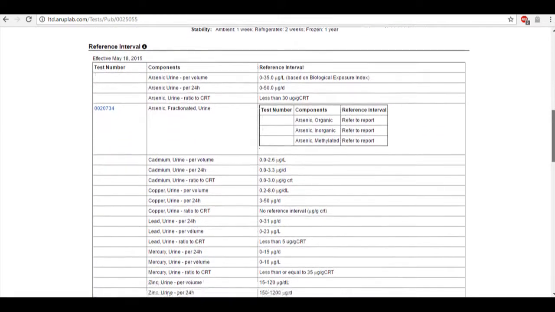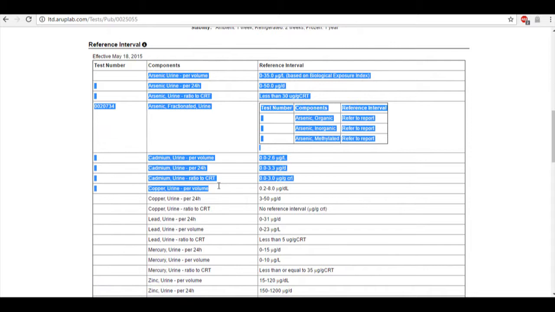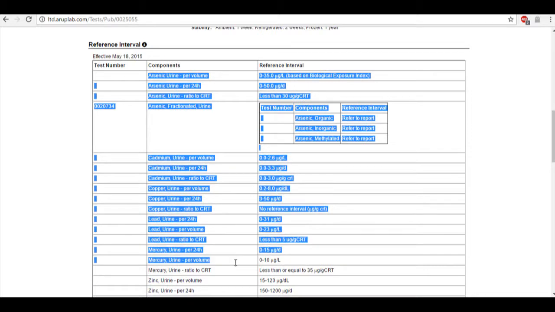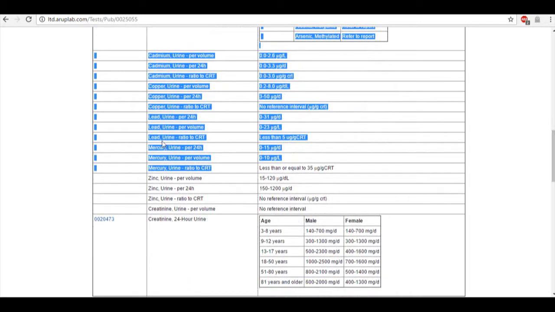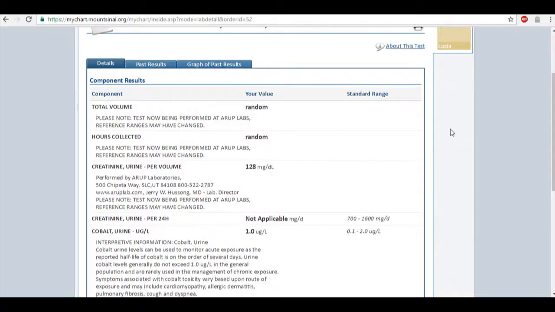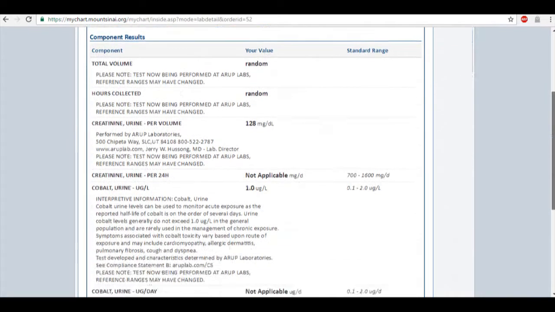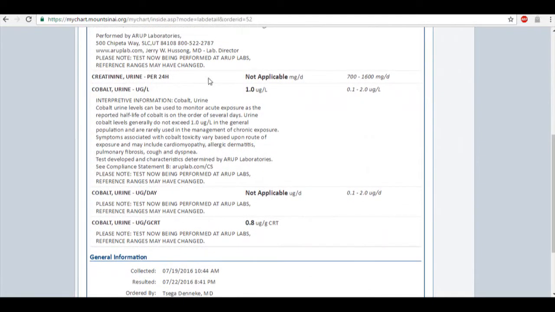And when they do the testing, this is what's supposed to be showing. You see, arsenic. They're supposed to test for arsenic, lead, mercury, zinc. These are the ones they're supposed to be testing for. Now, when you look at my test result, do you see any of that here? Absolutely nothing. They just put not applicable. And I already explained what not applicable means: that they did not do the testing.